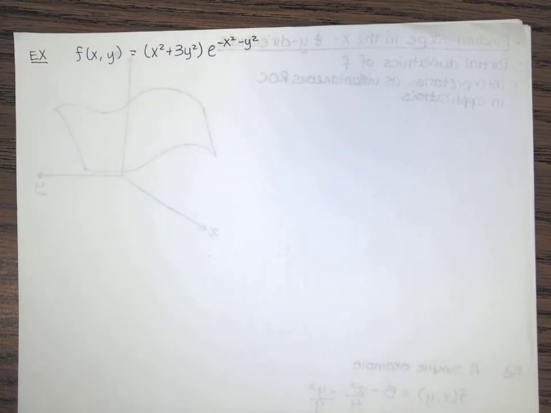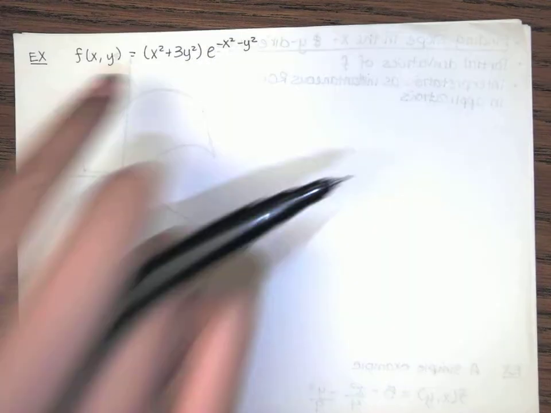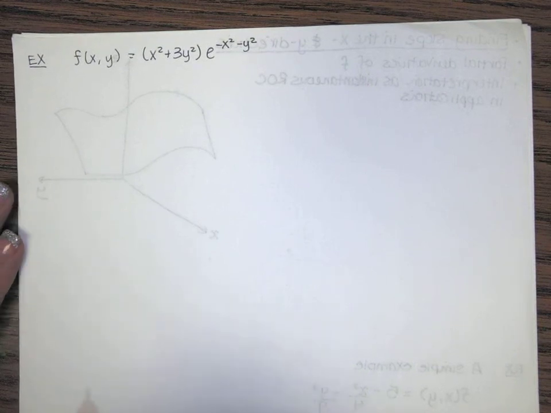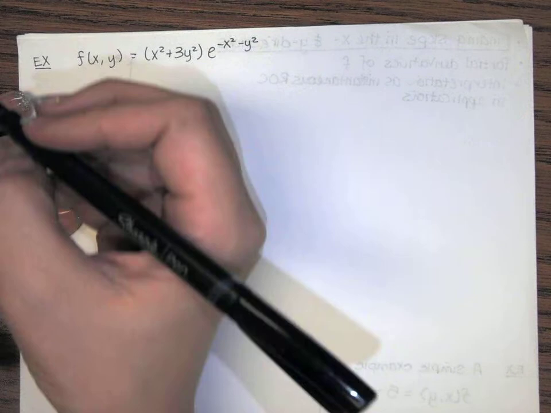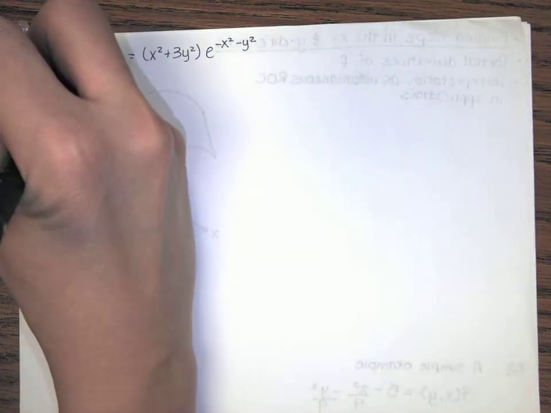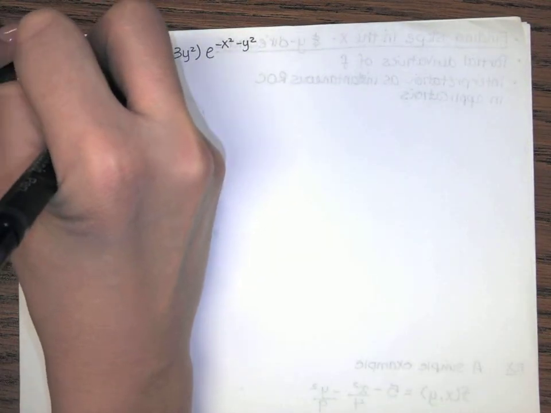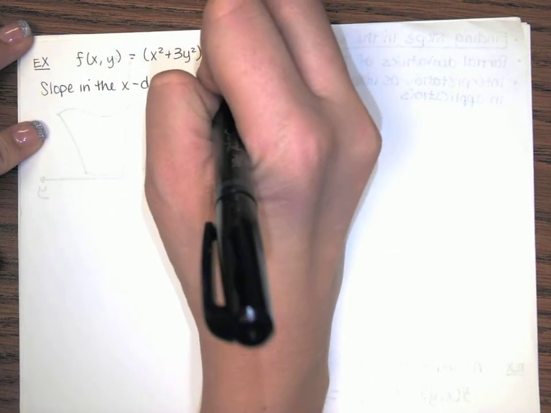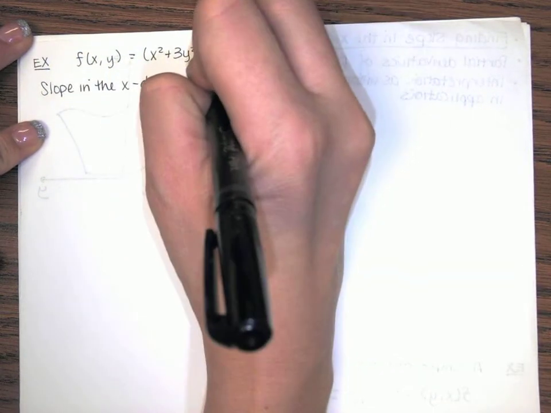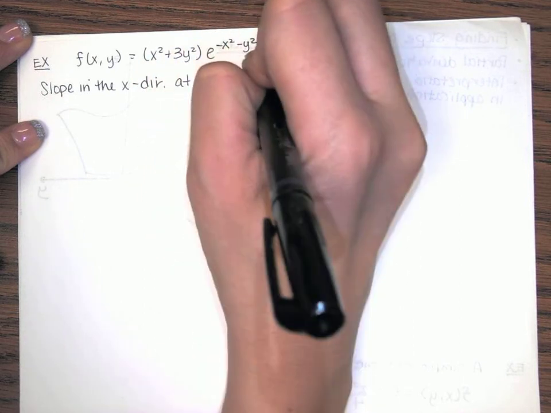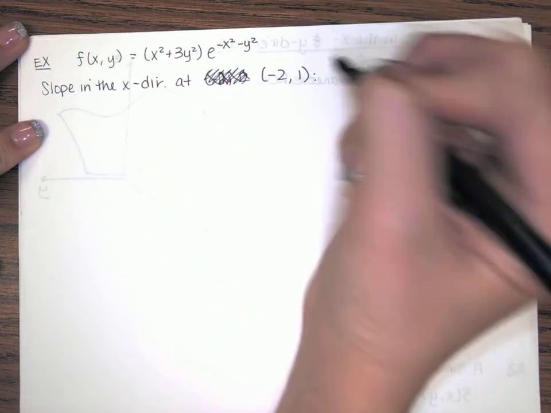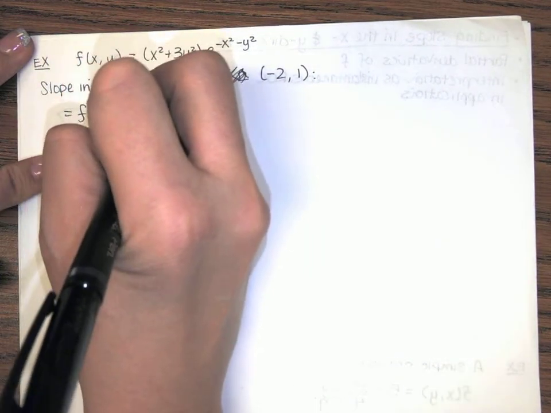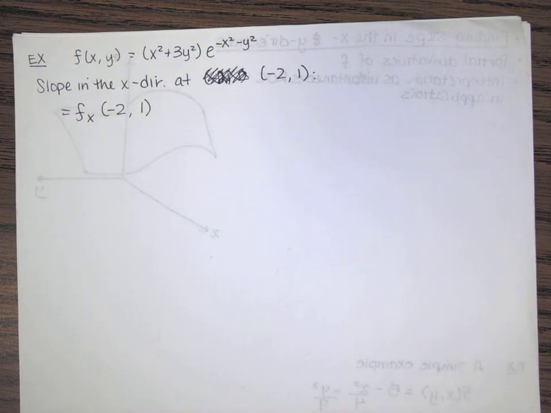So let's say I want to find the slope of this surface in the x direction at x equals negative 2, y equals 1. Oops. Sorry guys. x is negative 2, y equals 1. Well, that's going to be the partial of f with respect to x evaluated at negative 2, 1. So first I need to take the partial of f with respect to x.